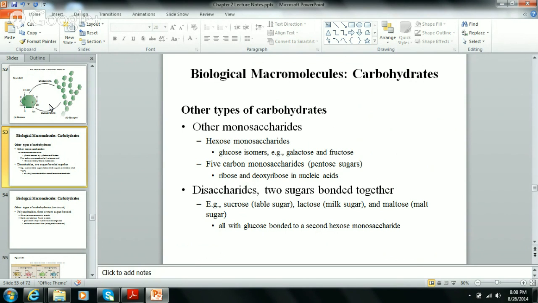Disaccharides is when you take two sugar molecules, two monosaccharides, and you stick them together. So sucrose, which is table sugar, that's your Dixie crystals. Lactose, which is milk sugar. Maltose, which is what we call bread sugar. Maltose is what you got in your beer or in your slice of bread. Lactose is in your milk.